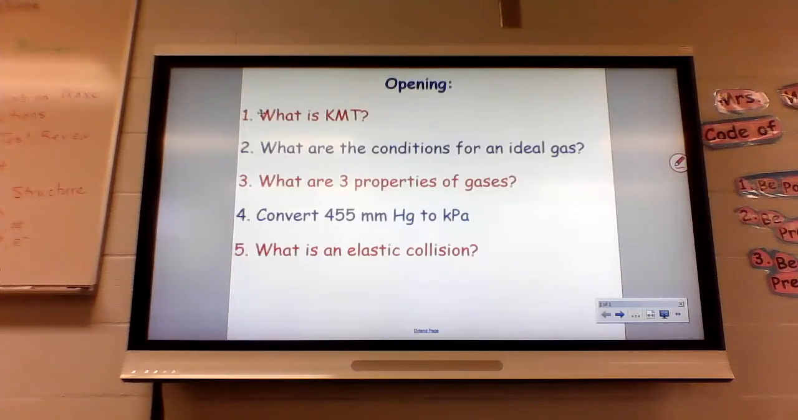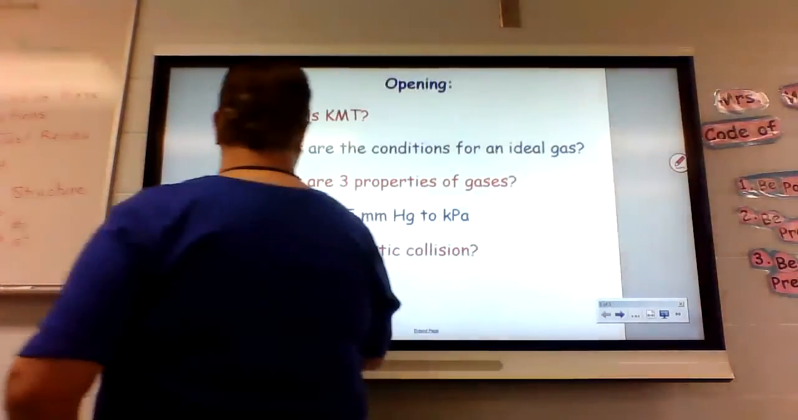Now, what are 3 properties of gases? Fluidity would certainly be one. All of those things you're yelling out are correct. So expansion, compressibility, low density, diffusion, and fluidity. Any of the 3 are acceptable. All right, number 4 is the only math problem I put on the board. So you should be able to do this based on last night's homework.